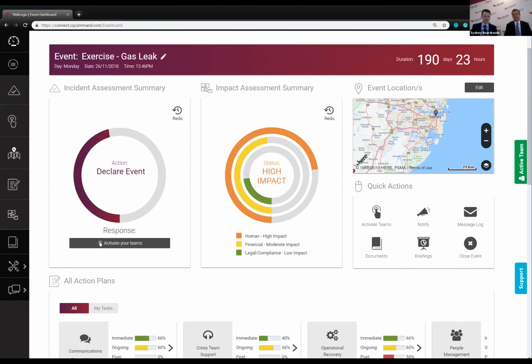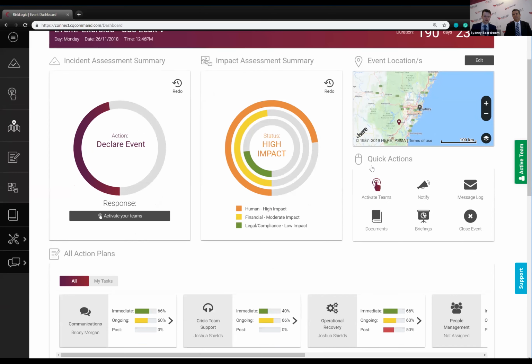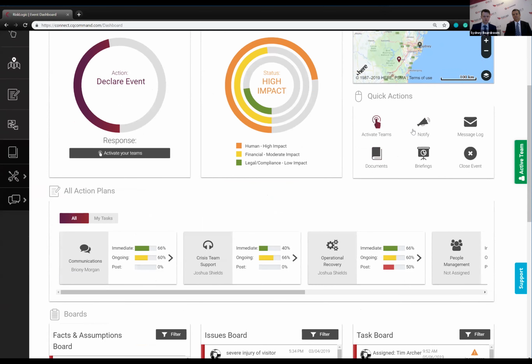We've got an event location map. This will just drop pins on the affected sites within your organisation. So it's more of an awareness to understand the scope of the event you're being faced with. We've got a couple of quick link features to activate additional teams, send a message, those documents I talked about before, briefings, or even close the event if need be.